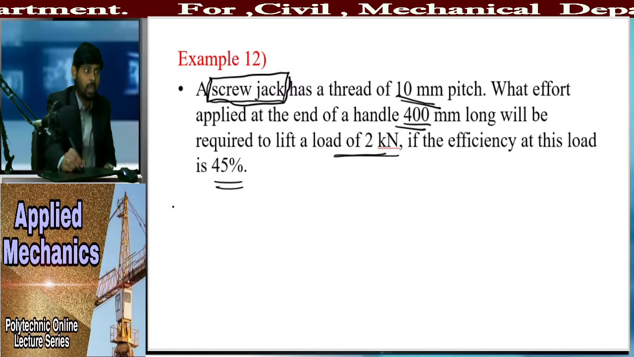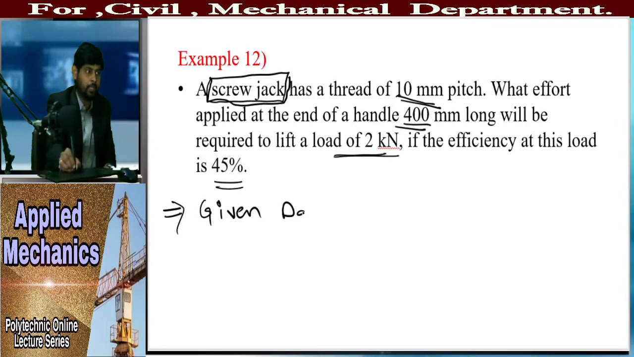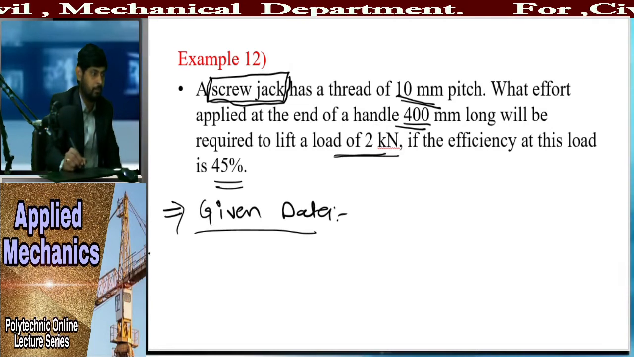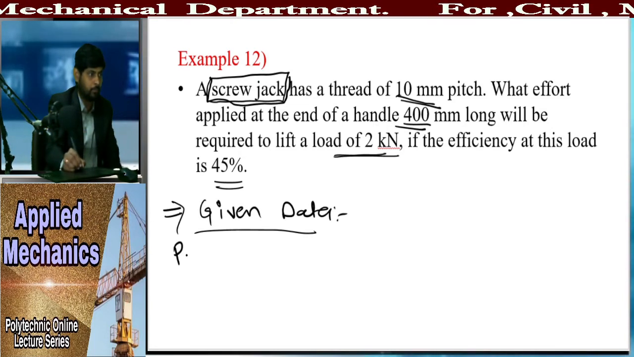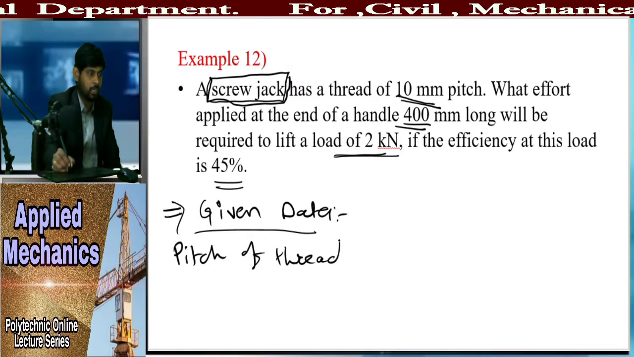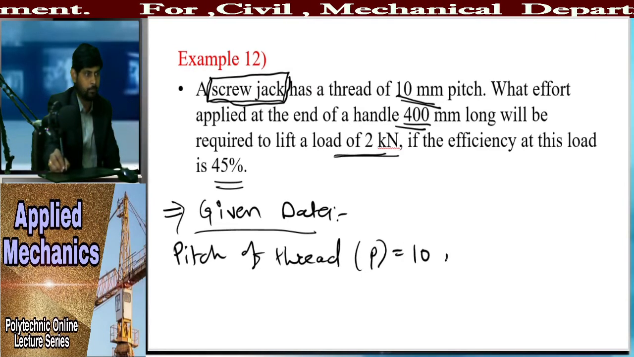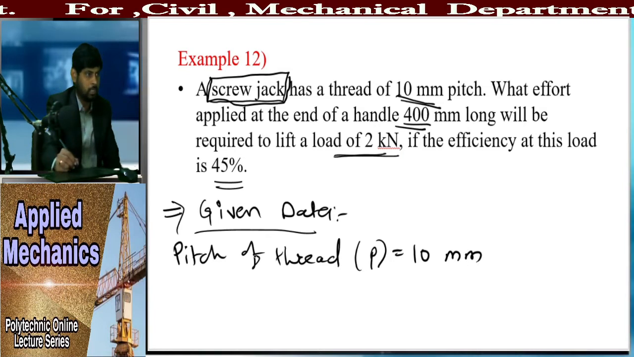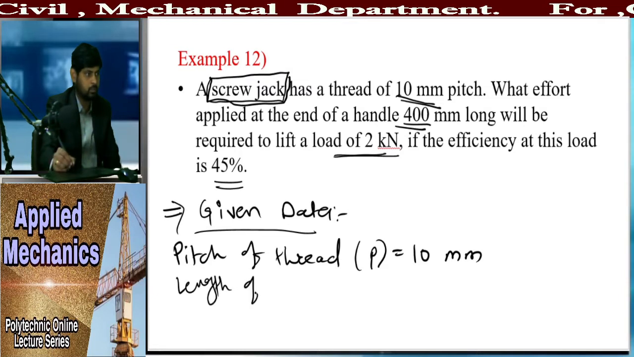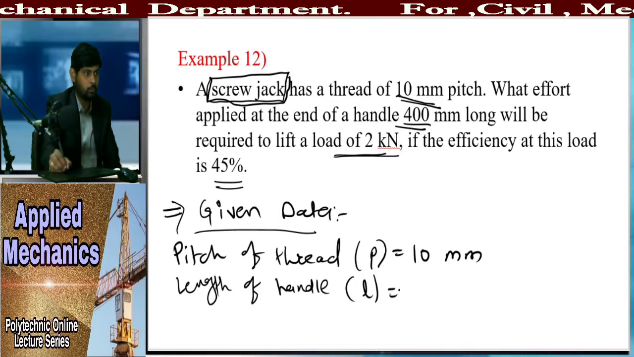So the first thing we have to do is find out the given data. So write down the given data. Pitch of the thread is given, so write here pitch of the thread, small p is equal to 10 mm. Second, the length of the handle is also given, so length of handle, small l is equal to 400 mm.